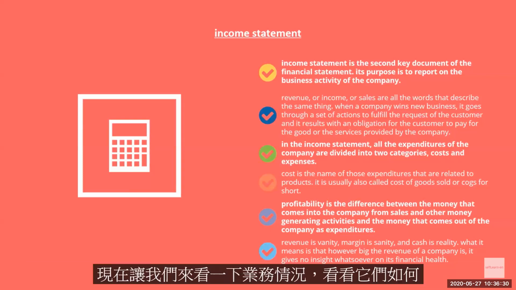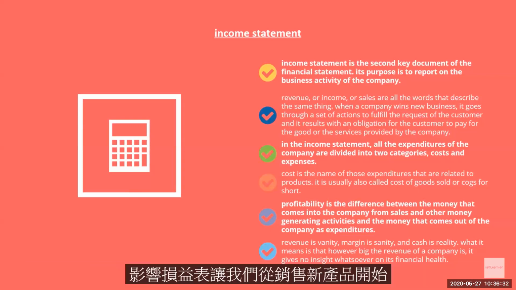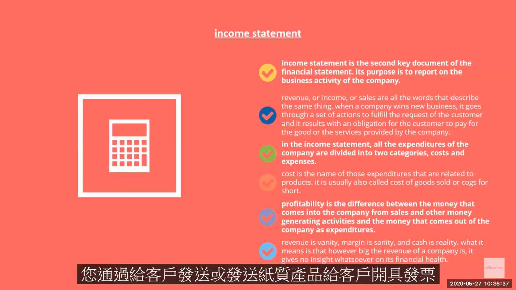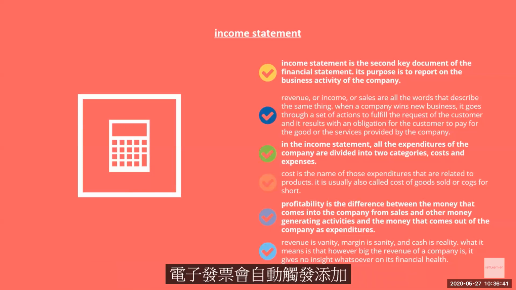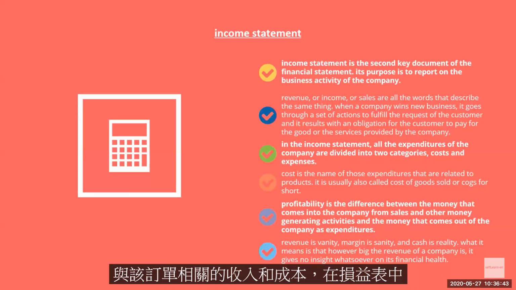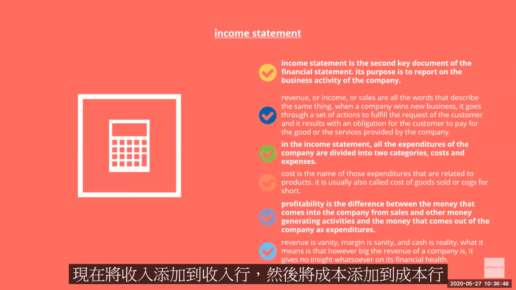Now let's take a few business situations and see how they impact the income statement. Let's start with selling products. As you sell a new product, you invoice the customer by giving or sending him a paper or electronic invoice. This triggers automatically the addition of the revenue and costs associated with that order to the income statement. The revenue is added to the revenue line and the cost to the cost line.